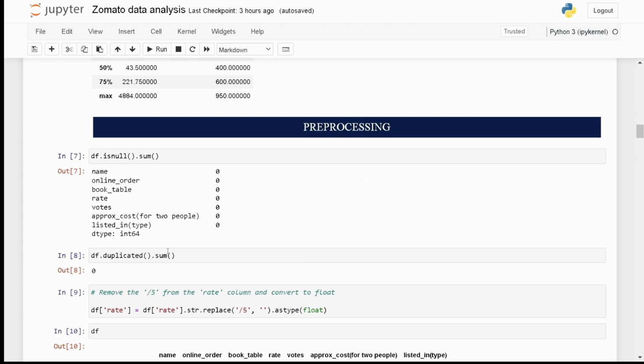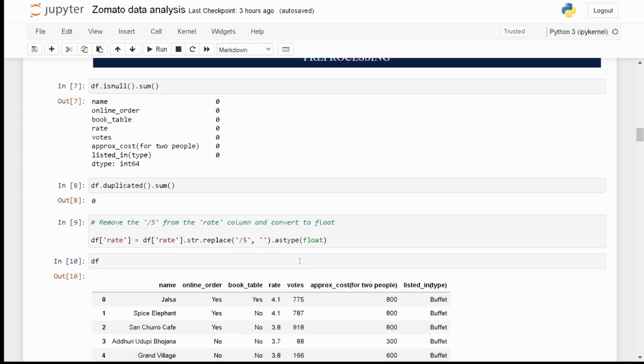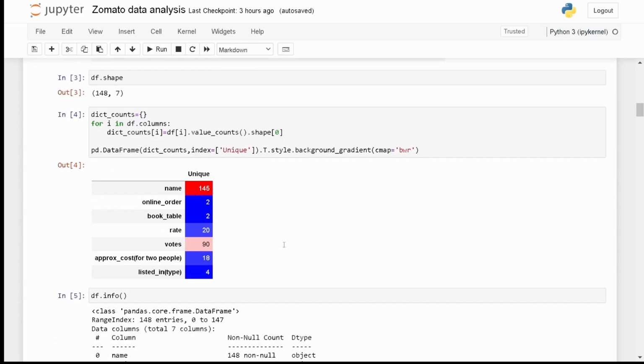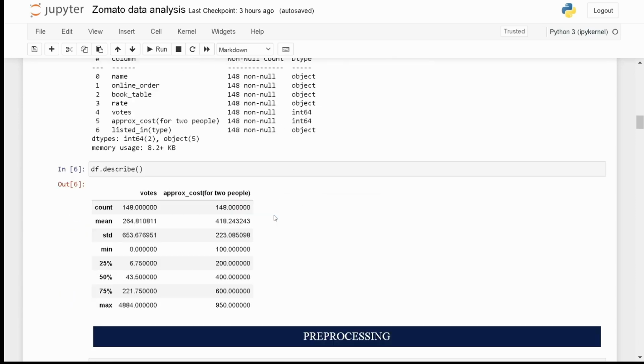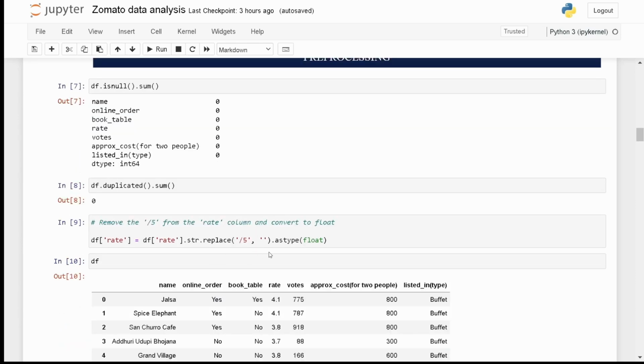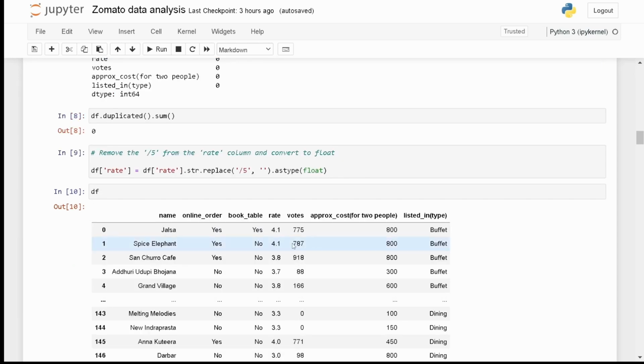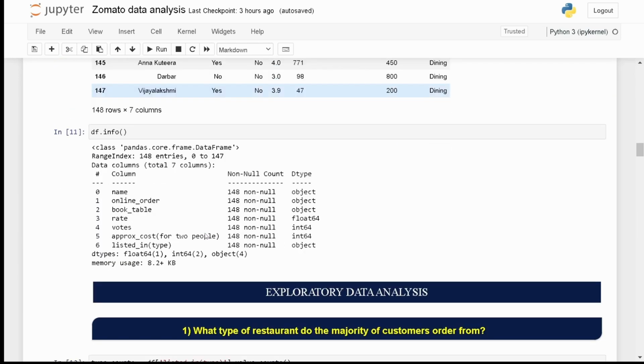We check for null values and duplicate values. There is no null value and no duplicate value found here. But there is an error in the rating column. There is a denominator. You can see here the rating column has a denominator, 5/5. We have to replace it with empty, so replace with empty and convert it into floats. So I cleaned the data here.